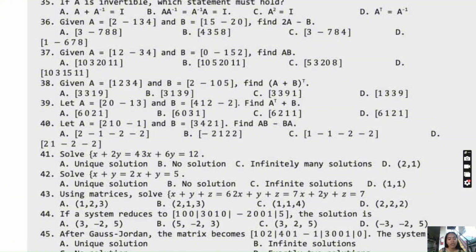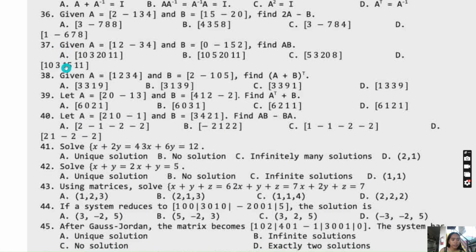If a matrix A is invertible, then there exists a matrix A inverse such that A A inverse is equal to I, and also A inverse A is equal to I. This means that multiplying a matrix by its inverse gives the identity matrix. So the answer is letter B. So now let's proceed to our number 36.